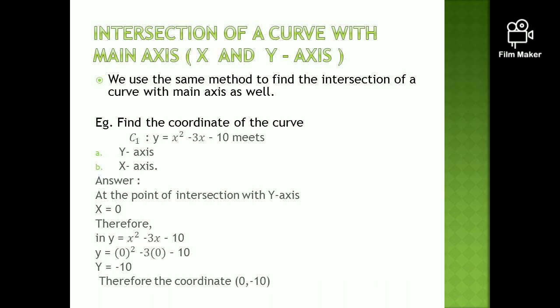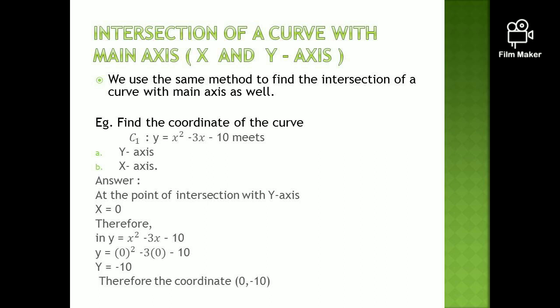This theory is not applied only for straight lines. If you want to find the intersection of a curve with the main axes even, you can use the same technique to find the coordinates. For example, if you want to find the coordinates of the curve y equals x squared minus 3x minus 10 with the x-axis and y-axis, we can use the same technique.